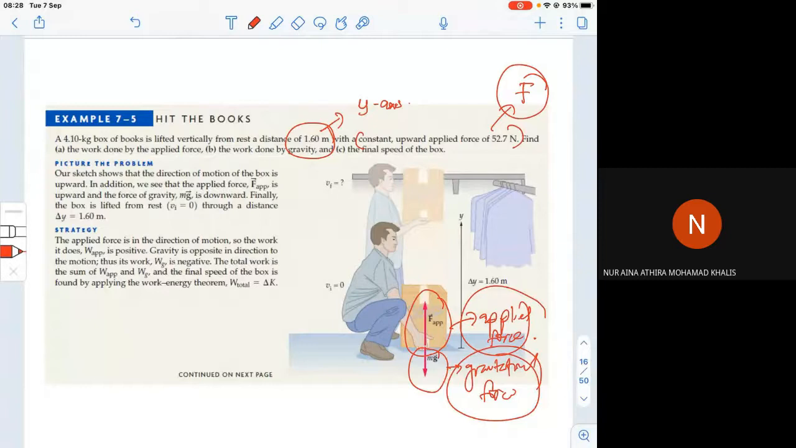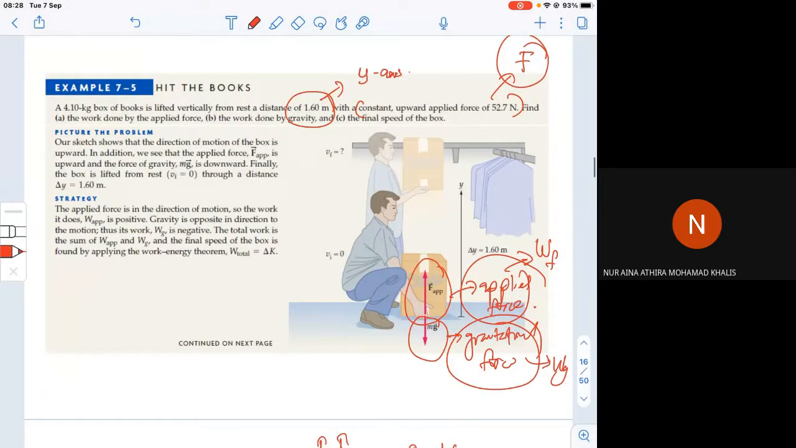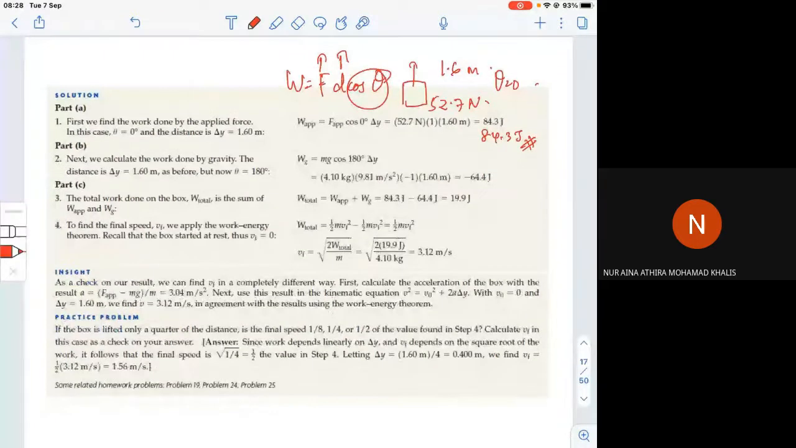Before this, the work done by the applied force. So we need to know this is also the work done, and this is WG. This is WF, the work done by the applied force, and WG is the work done by gravity. So in this case, we can measure it using WG equals mg cos 180. Why cos 180? Because theta is 180.